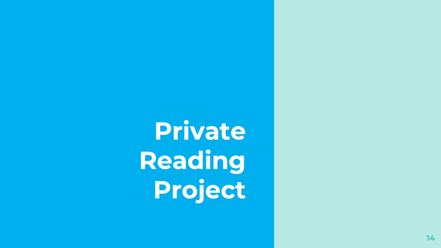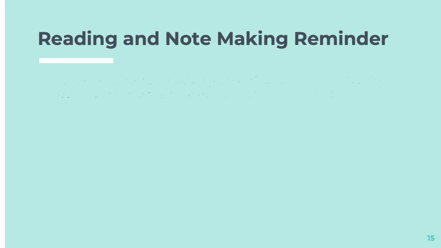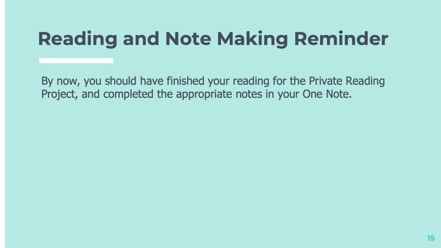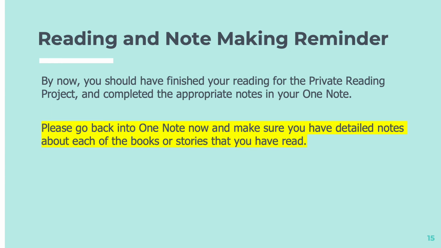Brilliant. Okay, almost finished. Just a quick reminder about your private reading project. By now, you should have finished your reading for the private reading project and completed the appropriate notes in your OneNote. So please take a moment now to go back and check your OneNote to make sure that you have detailed notes about each of the books or stories that you have read. So remember, you were supposed to read 3 novels or 6 short stories.